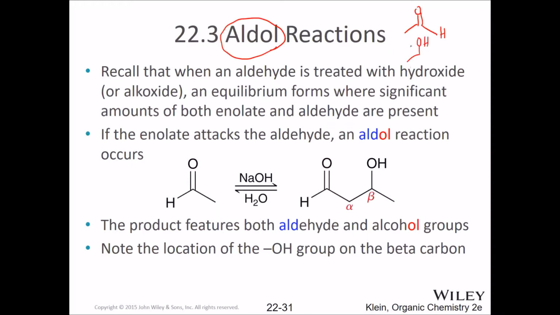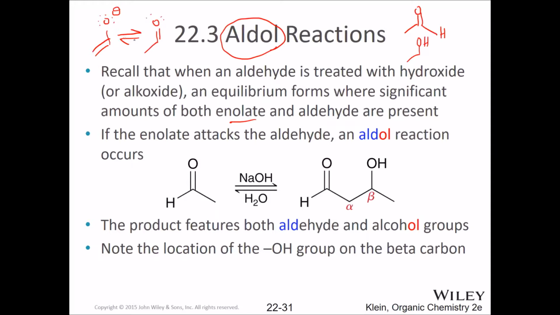There's an alcohol. Agreed? Okay, so recall that when an aldehyde is treated with hydroxide or an alkoxide, in equilibrium forms significant amounts of both enolate, what's that? Stop. Enolate, right? Remember an enolate was this? Remember that? Where an enolate and an aldehyde are present, so you've got some equilibrium that looks like this.